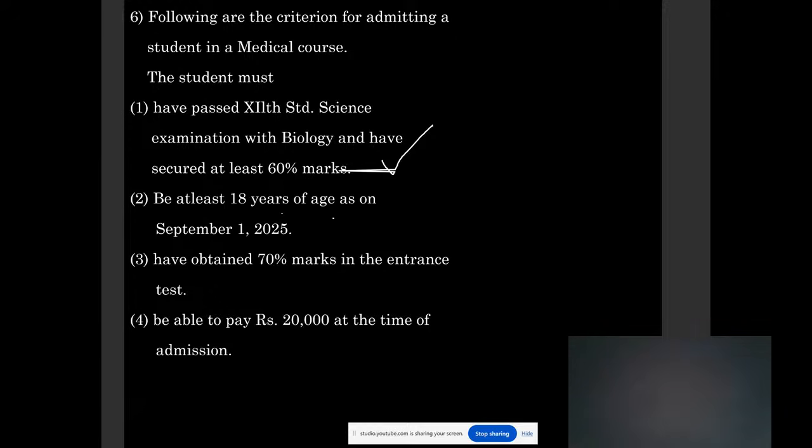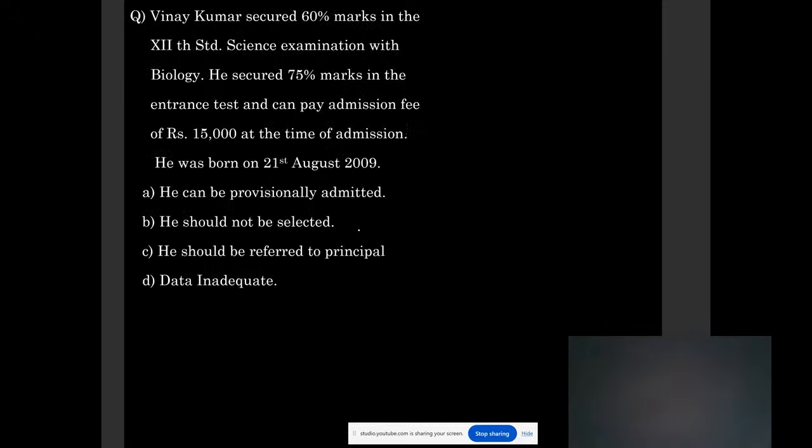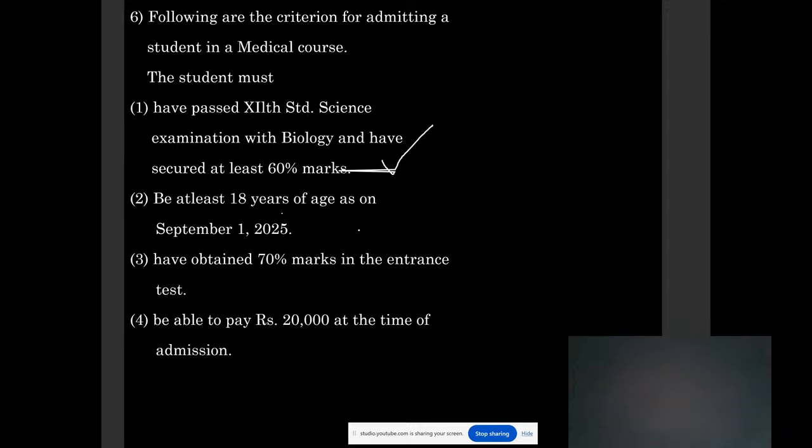Second one is about age. Okay, next. Here they gave that he secured 75% marks in the entrance test. Again, let us go to the previous slide. 75% in the entrance test. Okay, if you observe third one, have obtained 70% marks in the entrance test. But in our question they gave he obtained 75%. So he is satisfying this one also.